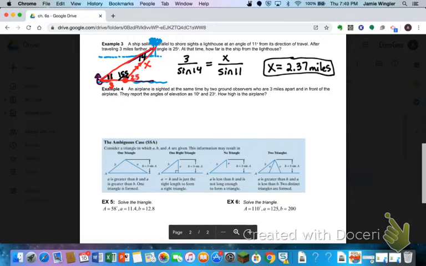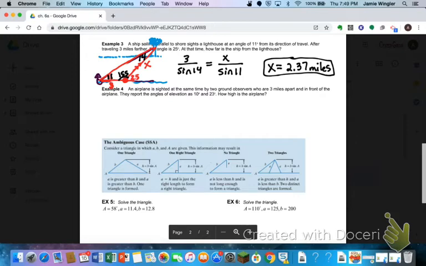When you're working through these problems, a quick check for you is to always make sure that the smallest angle is opposite the smallest side. Your smallest angle was 11. Your smallest side we just found is 2.37. The second smallest angle is 14, and it's opposite of 3. Well, 3 is bigger than 2.37, so our answer makes sense.